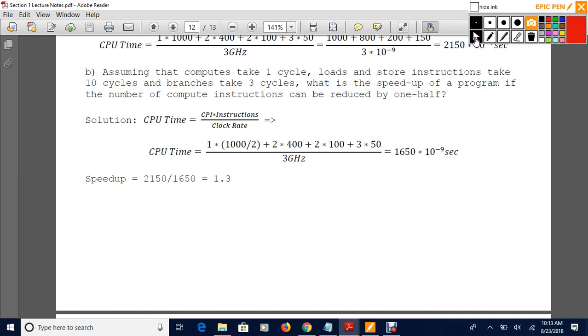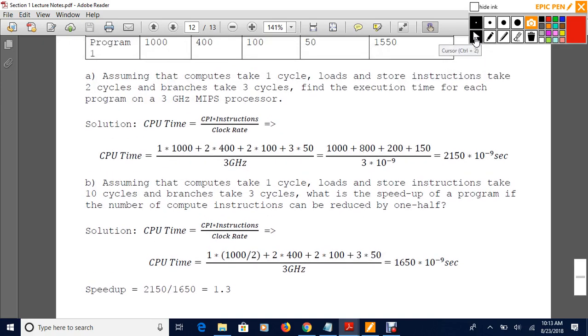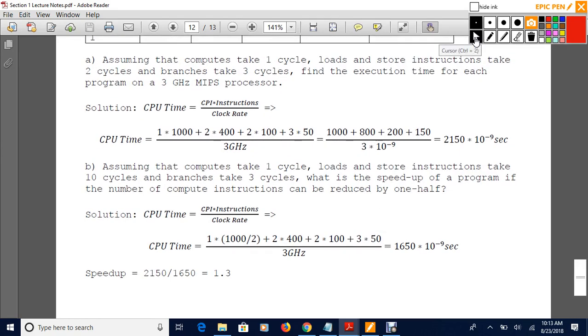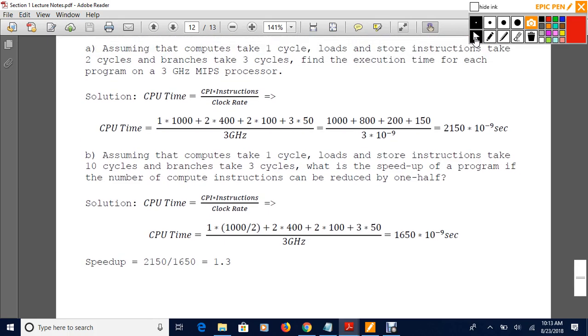Right? I saw your hand up. You have a question? Sure. Okay. Oh yeah, when we give our answers in seconds, do we do that in a specific way?